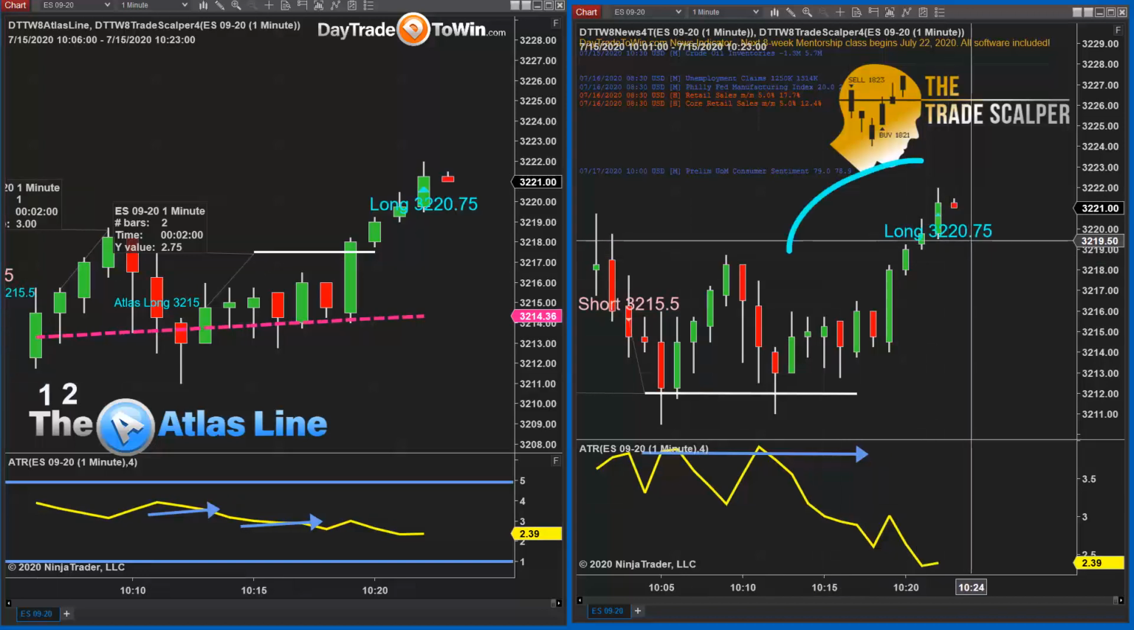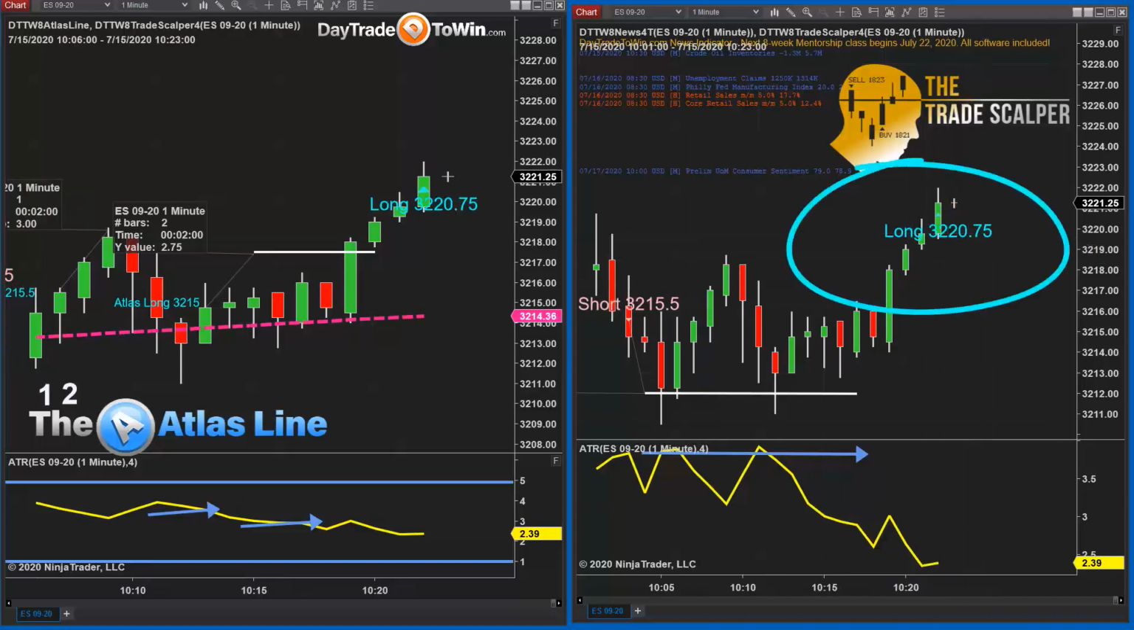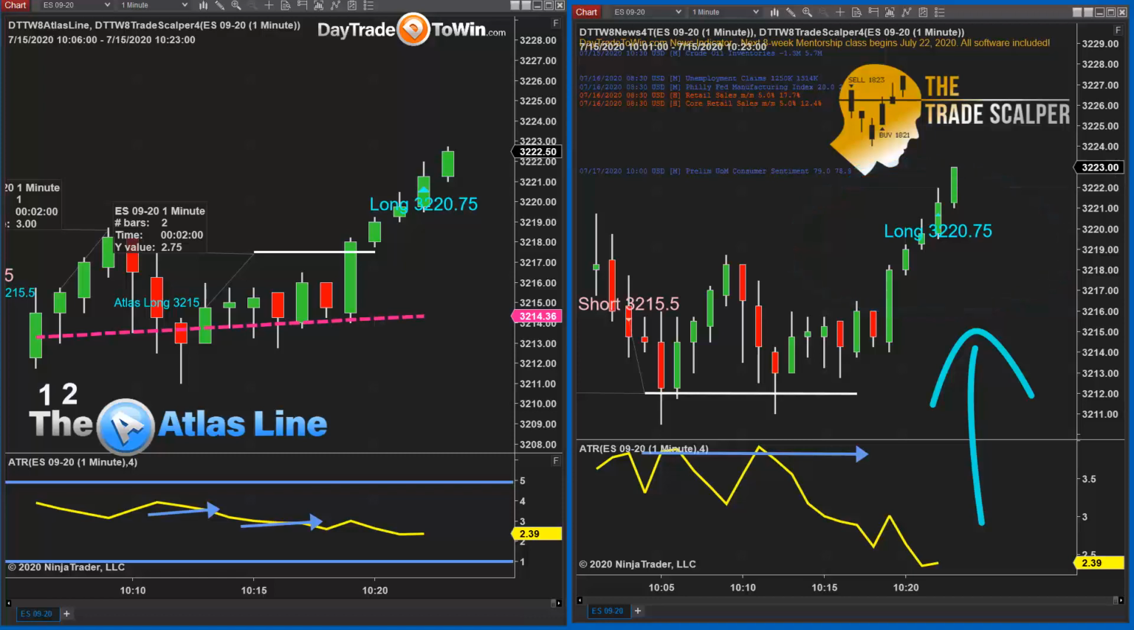Okay, so this is a TradeScalper signal, 32.20.75 long. That's it. 32.20.75 long, or as close as you can get to it. Don't chase it. Long on the TradeScalper. That's it. Simple and straightforward. Yeah, 2 points. I would say that's a good target, 2 points.